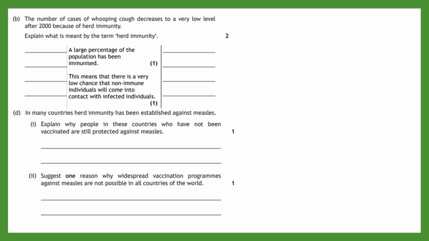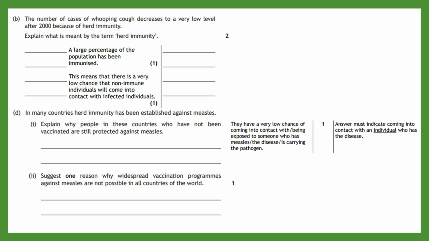Next question. In many countries, herd immunity has been established against measles, but explain why people in these countries who have not been vaccinated are still protected against measles. So again, this is coming back to this idea of coming into contact with somebody who actually is carrying the pathogen. So, if the vast majority of people are vaccinated, this is quite a low chance.